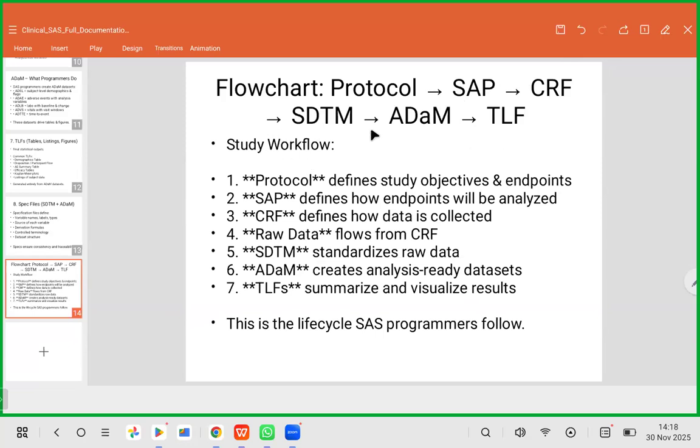These are some specialized technical terms for those tables: SDTM, ADaM, TLF. Basically, they are all SAS tables. In the future, we will start with the protocol and SAP, and then we will see how the data is collected, and then how SAS programmers created the safety, efficacy, and pharmacokinetics tables. We will see each table: how pharmacokinetics tables are generated, how safety tables are generated, and how efficacy tables are generated.